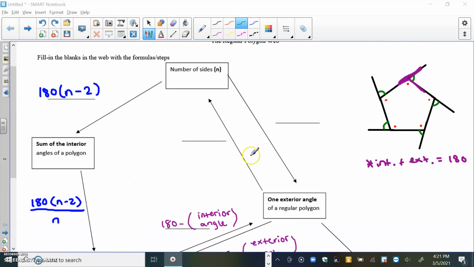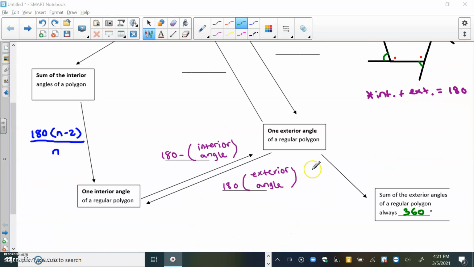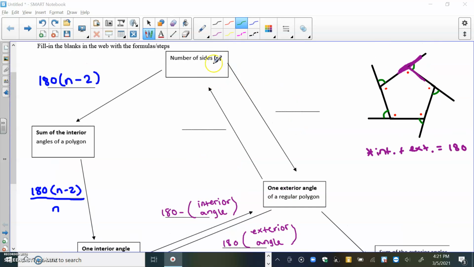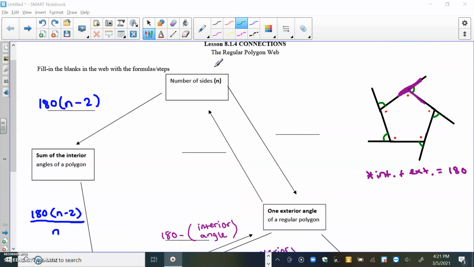That brings us to our last set of formulas here, and what we just talked about is very relevant to that. The number of exterior angles is always equal to the number of sides. We also have to remember that all exterior angles add up to 360. So if I give you a certain number of sides, I've also given you the number of exterior angles.